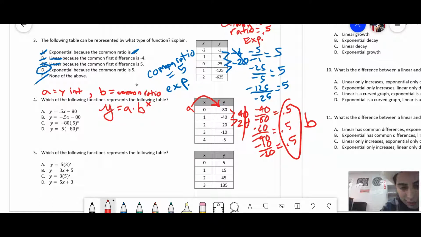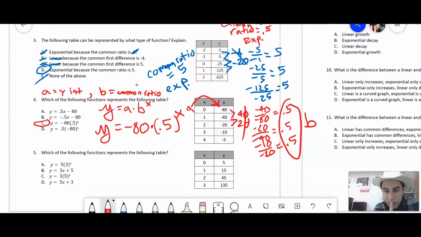So let's write that equation. y equals -80 times, I'm going to use parentheses, 0.5. And for it to be exponential, the x must be in the exponent. So don't draw a big X, it's a little x in the exponent for exponential. So which one of these equations has -80 times 0.5 to the power of x? Well, obviously, it's just C.